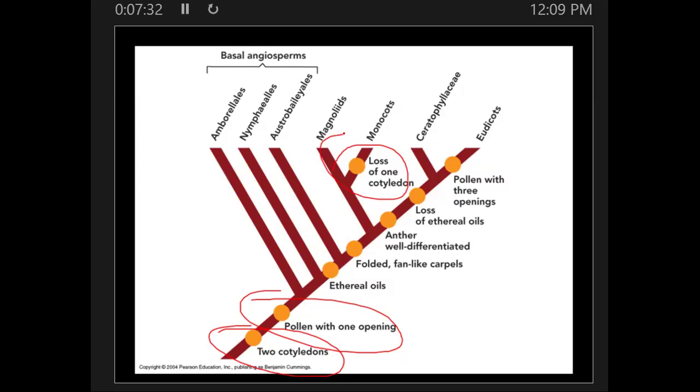And then the so-called basal angiosperms are the ones that are lower down, closer to the root of the tree. They're more ancient. And then you have the more evolutionary advanced eudicots, which translates into the true dicots. Sometimes we just say dicots, but if you really want to be super precise, you would say eudicot.